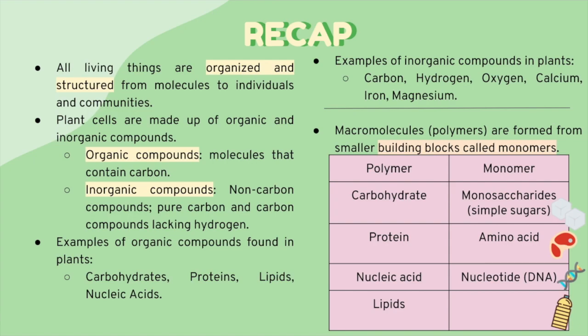While inorganic compounds are non-carbon compounds like pure carbon and carbon compounds lacking hydrogen. Examples of inorganic compounds in plants are carbon, hydrogen, oxygen, calcium, iron, and magnesium.